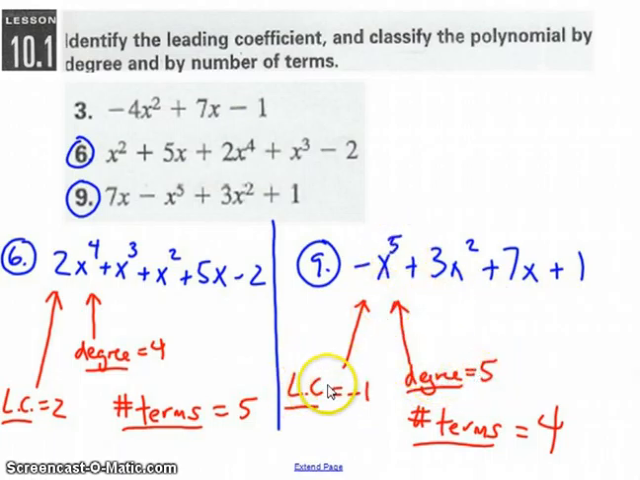The lead coefficient is the number out in front of that first term, so that's going to be negative 1 this time. And there are 1, 2, 3, 4 terms in total. Again, the only names I need you to remember are monomial, binomial, and trinomial. Anything else you can just call a polynomial. So the only one up here that I need you to know a name for is this first one. 1, 2, 3 terms, so that first one there listed, number 3, is a trinomial.